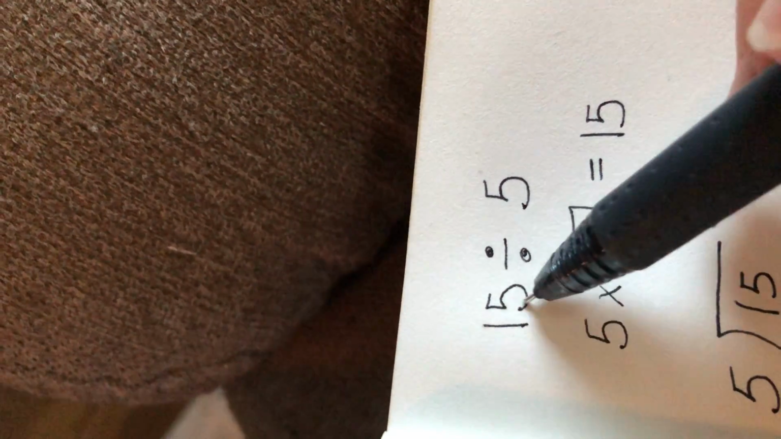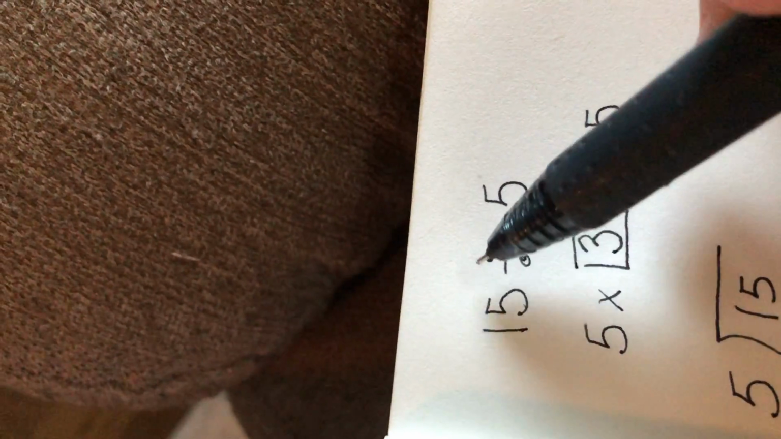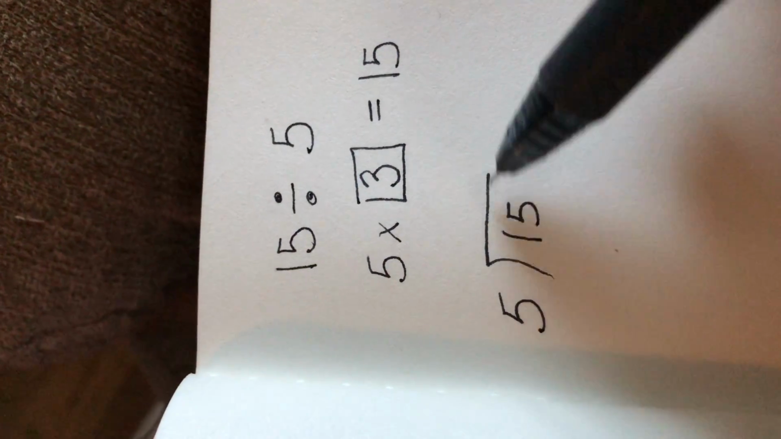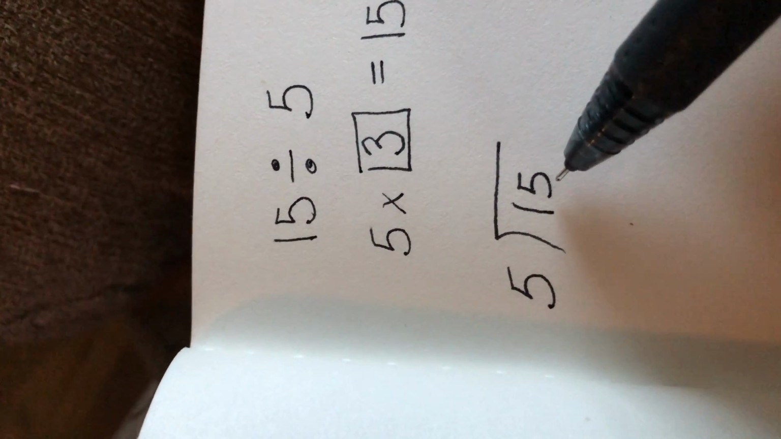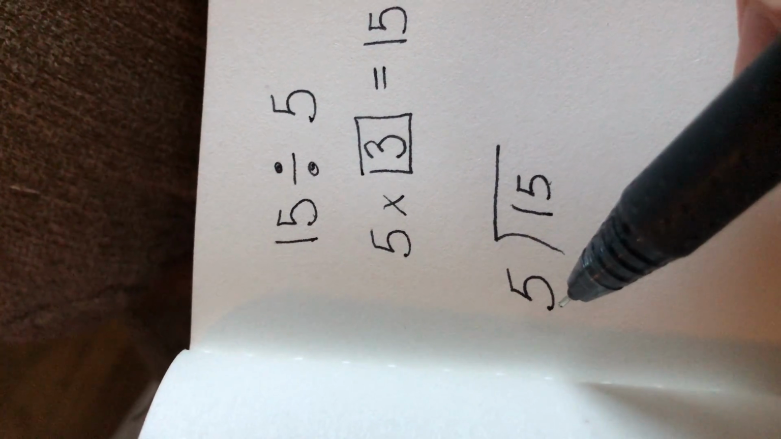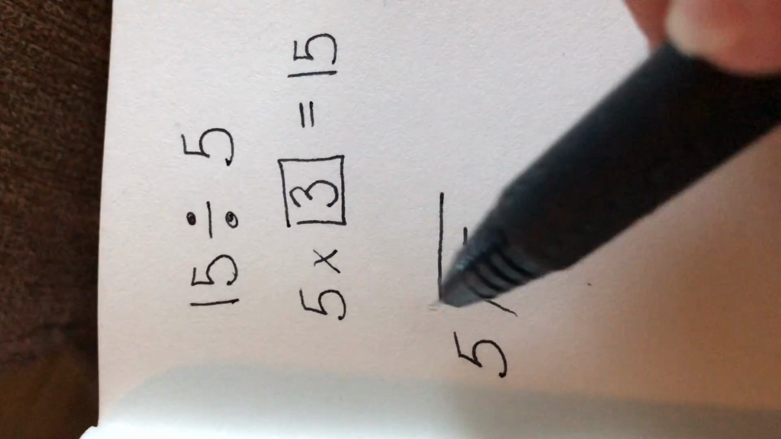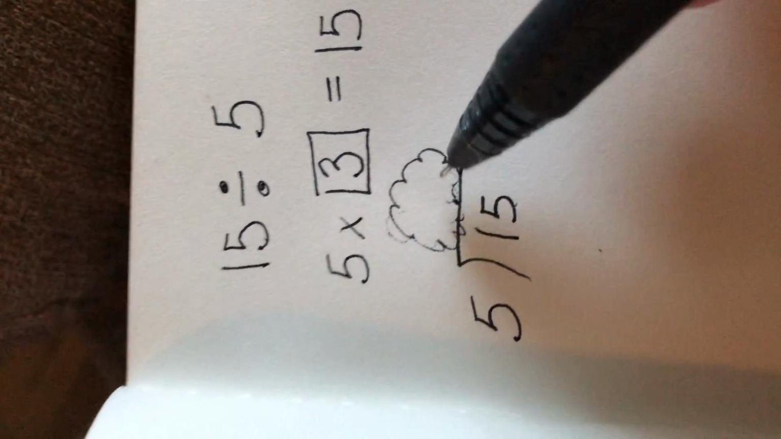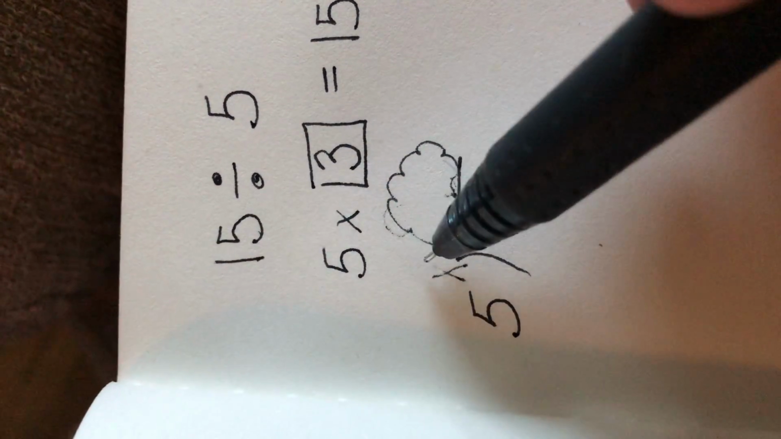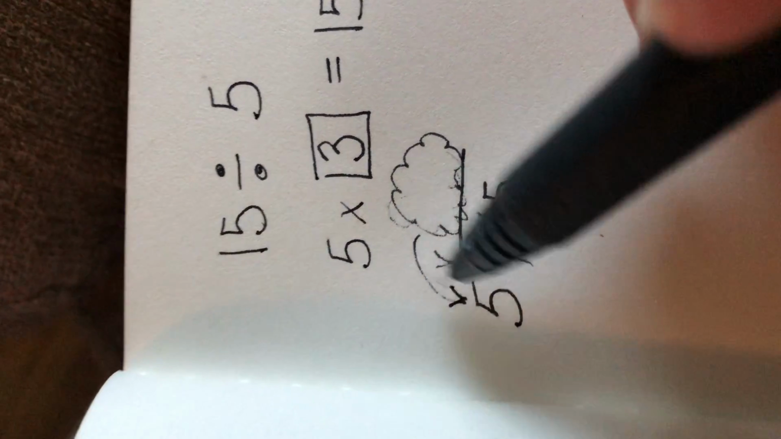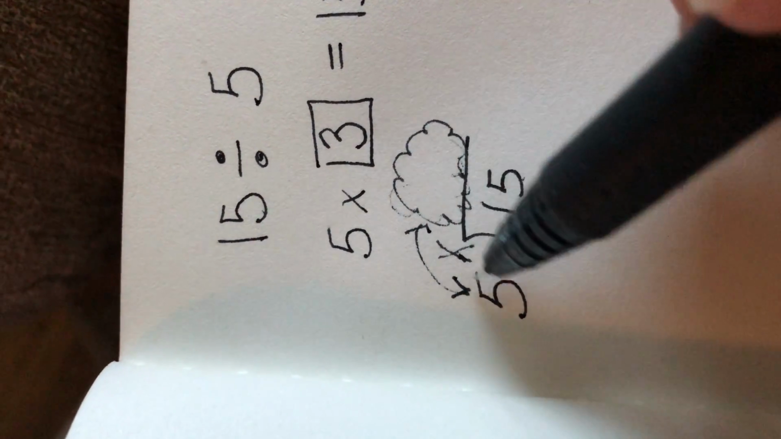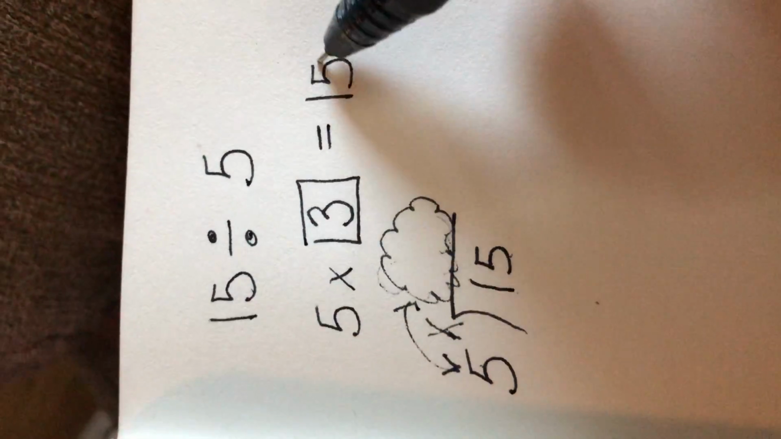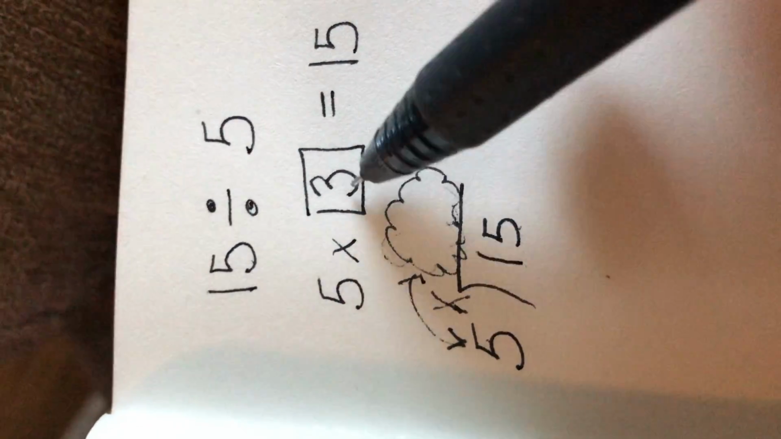Another way to look at this 15 divided by 5 is to write it this way, where the first number goes in this division box. So this is also saying 15 divided by 5. And whatever number we put up here, this is where we're going to put our answer. These two numbers on the outside should get multiplied to equal what's on the inside. So it's just like writing this problem here, saying 5 times something will give me 15.